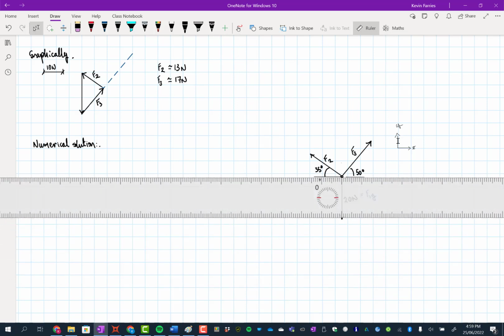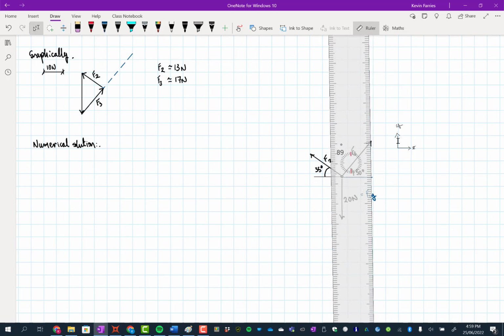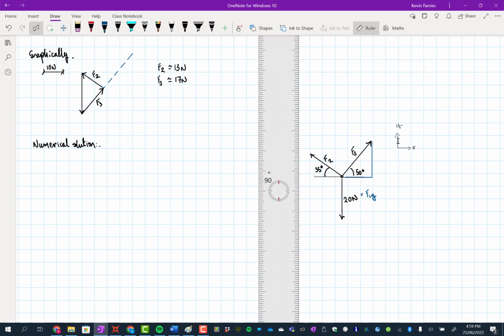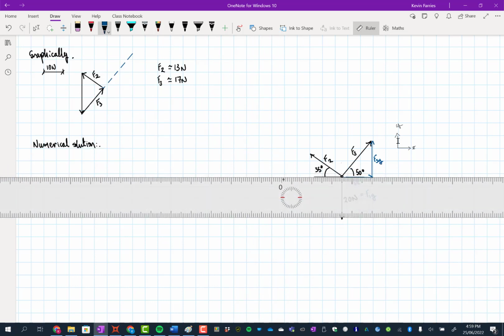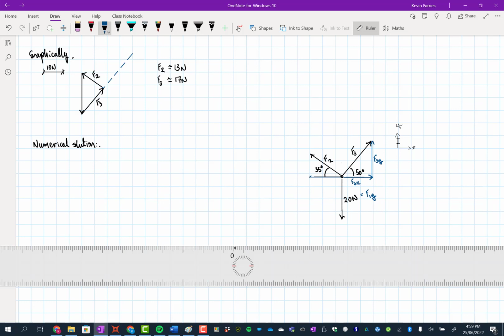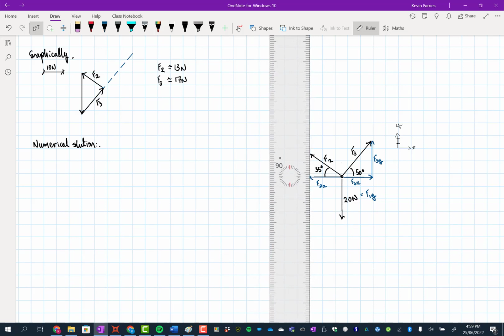And we're just going to have a look for the components of those. So component of this one, like so. Like so. So this is just exactly the same as what we did when we were combining or adding vectors. So this is going to be F3x, it's horizontal. This one is F3y. This way we've got F2x and F2y.